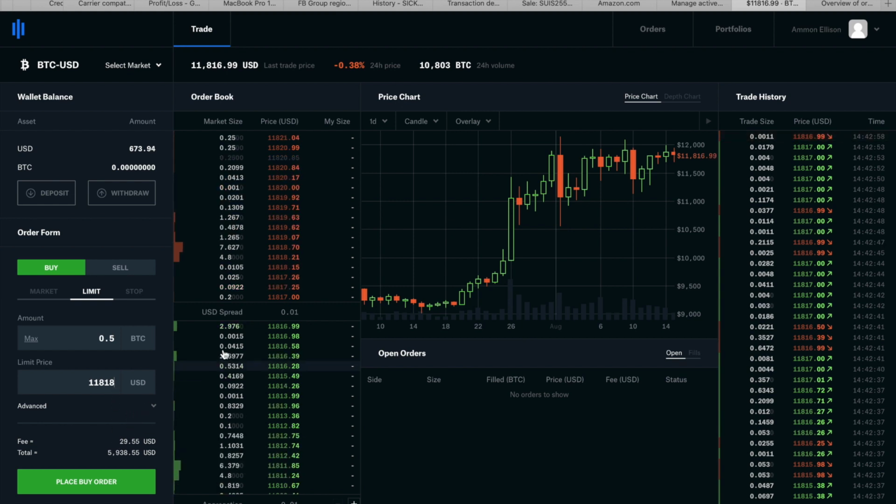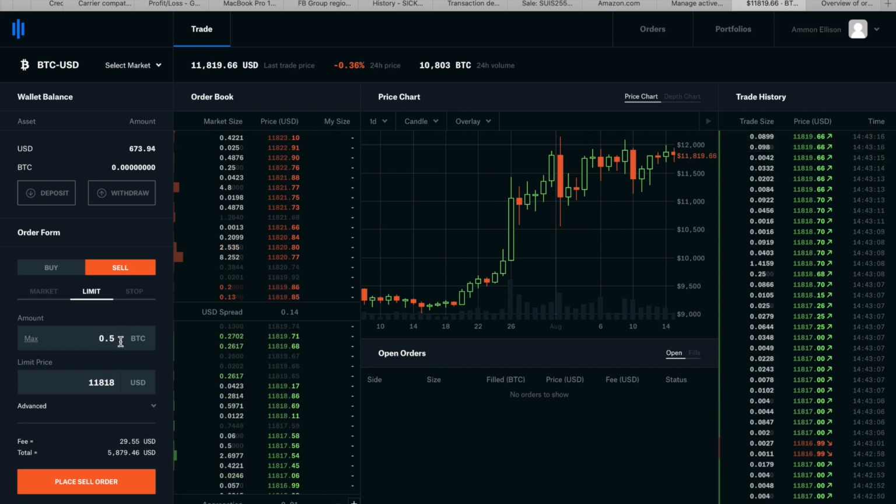That would still get filled, or get close to, that would almost get filled right there. Yeah, that would still get filled. But all right, on the sell side, same thing. If I had half a Bitcoin I wanted to sell and I didn't want to sell it for less than 11,800, I place the limit order, and then I hit that button to place it on the books.